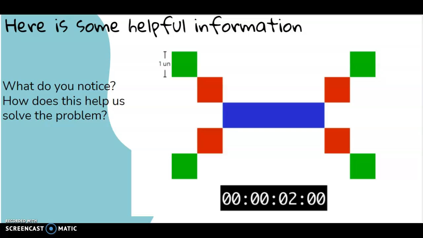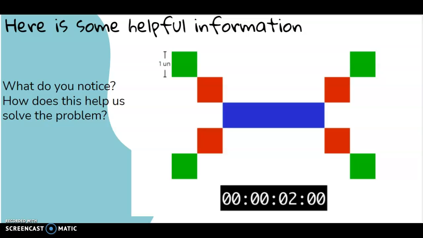Alright, so what did you notice during the video? What are some questions that you had? Hopefully those questions can get clarified, and all of the things that you noticed are very valid. So here's some helpful information. Each of these cubes right here is actually 1 cubic unit. So this is 1 green cube, this is 1 red cube, 1 red cube, 1 green, 1 green, 1 red, 1 red, 1 green. Okay, so at 2 seconds, this is what I see.